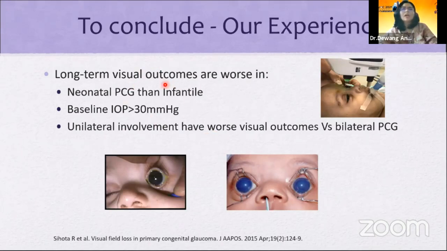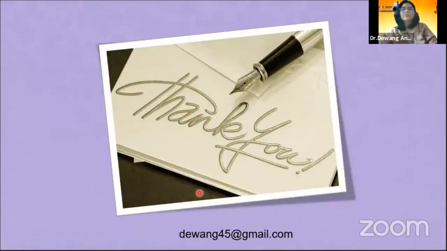So to conclude, what we have seen over the long term is that the patients presenting to us at less than 1 month of age, that is neonatal primary congenital glaucoma, have a worse outcome on long-term follow-up. Patients having a baseline IOP more than 30 millimeters of mercury also had a more severe and worse long-term outcome. And lastly, unilateral involvement also has a worse visual outcome than bilateral involvement, but this is mostly because of the amblyopia management that has to be taken care of. And I would like to conclude. Thank you for the patient listening.